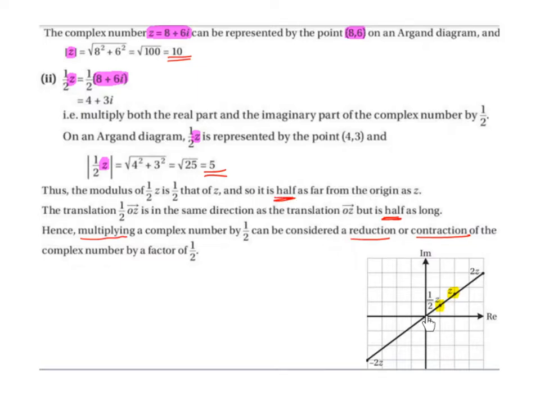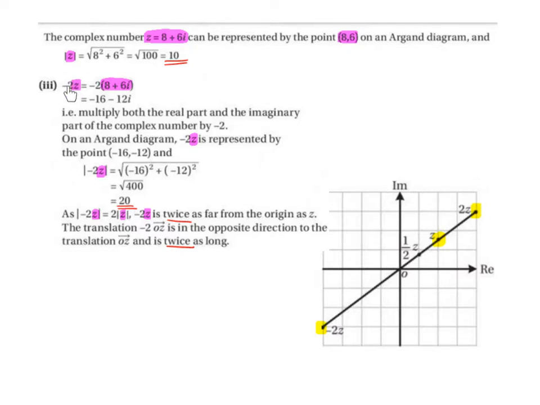So the distance from the origin to a half z is half the distance from the origin to z. The translation half OZ is in the same direction as the translation OZ, but is half as long. Hence, multiplying a complex number by a half can be considered a reduction or a contraction of the complex number by a factor of 2.